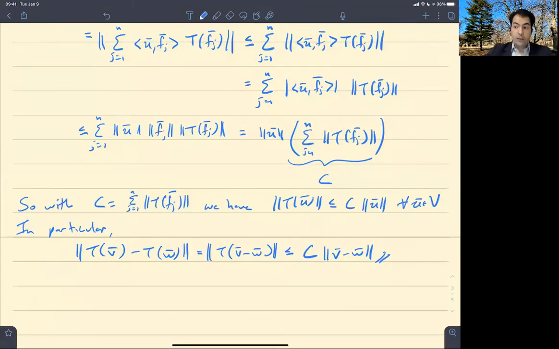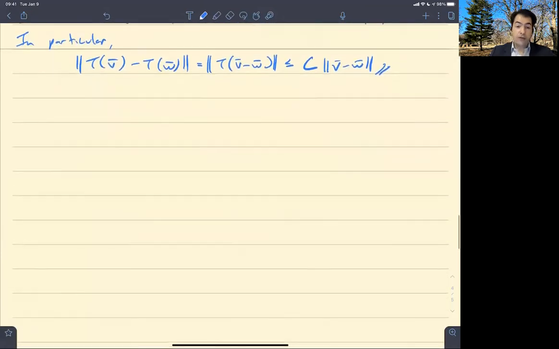Okay, so wonderful. So the function that assigns to each vector the size of T of that vector is a continuous function. So in particular, if we look at it on those vectors of unit length, then we're going to find a maximum. So here's the lemma. Let V and W be finite dimensional.